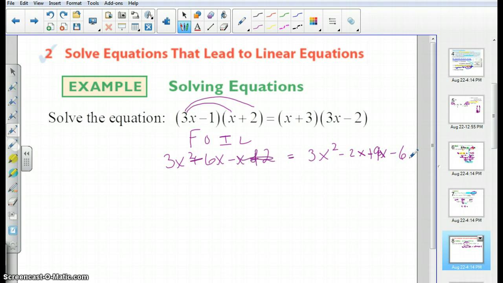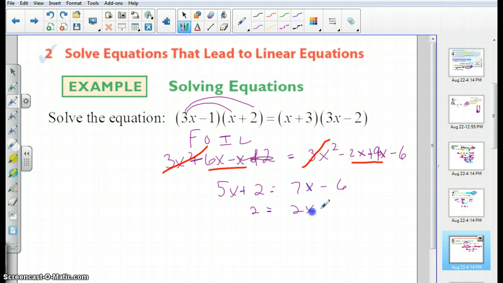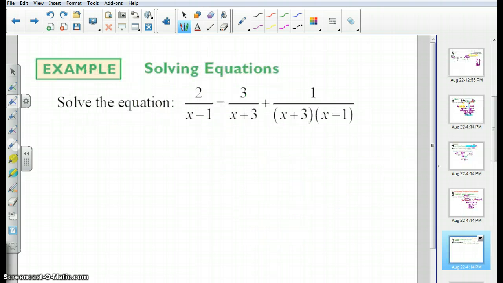And then I'm going to try to get all the variables on the same side. And fortunately for me, it looks like some things cancel, because if I subtract off 3x squared from both sides, they're gone. It looks like I can combine some terms here, so I'll bring down the next step for a total of 5x plus 2. And that will equal 7x minus 6. So again, following the rule, the smaller is the 5x. So if I subtract off 5x from both sides, add 6 to both sides, and divide by 2, I get x equals 4. Later we'll talk about checking for extraneous solutions, extra solutions, but I think those will work.